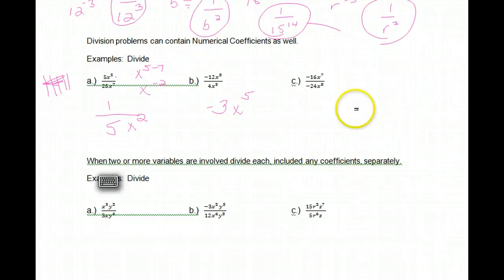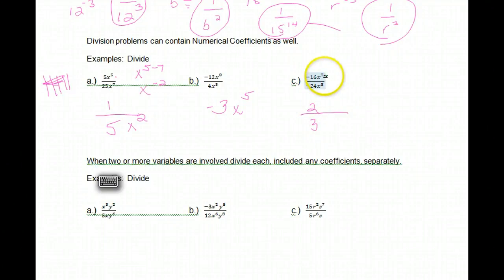The next example, we have negative 16x to the 7th over negative 24x to the 8th. A negative over a negative becomes a positive. So let's focus on reducing that fraction. 16 over 24 can be reduced by 8. So 16 divided by 8 becomes 2. 24 divided by 8 becomes 3.